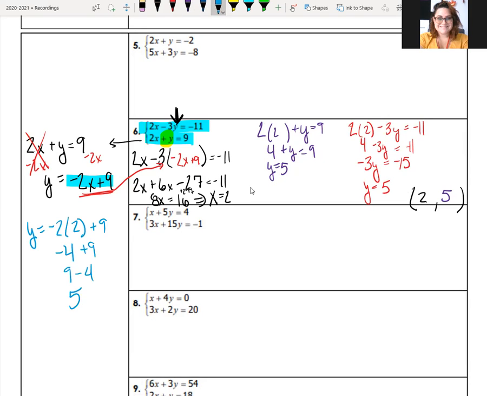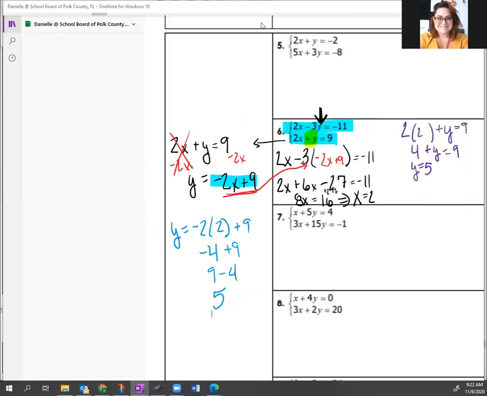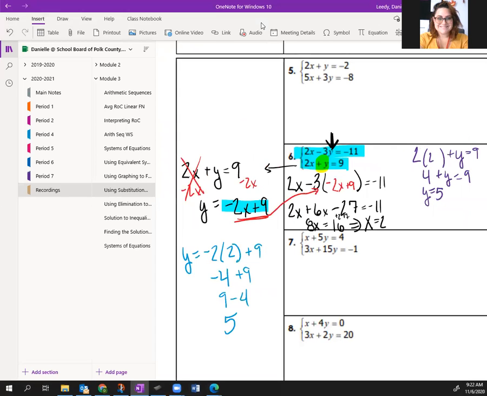So we can use any of those three ways. And that would be how we solve with substitution. Why graphing? Oh, whatever. You know what I mean.